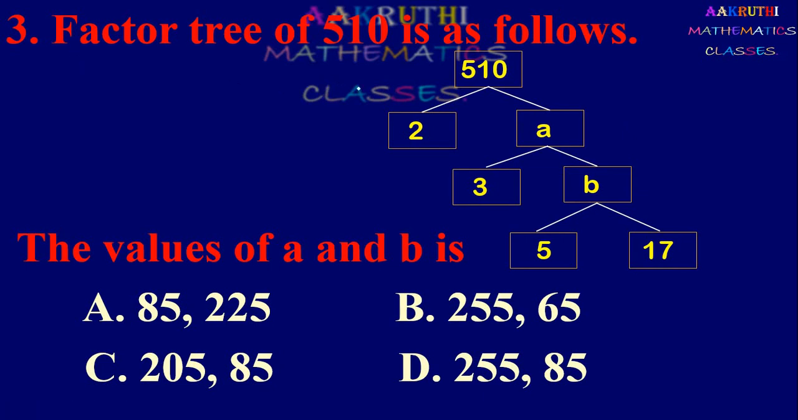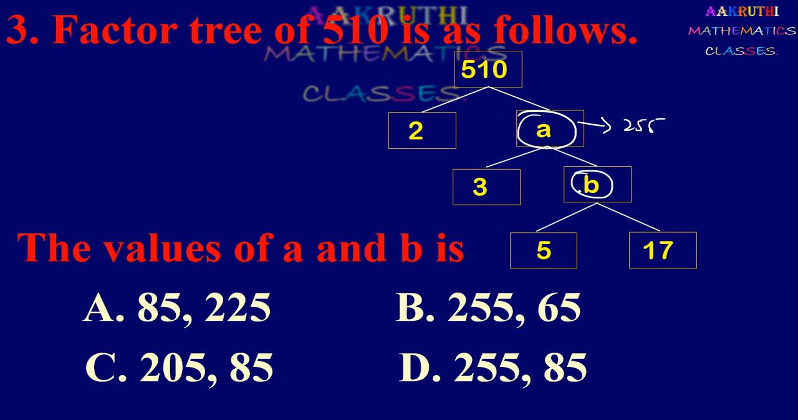The factor tree of 510 is as follows. Here the factor tree of 510 is given. You have to find the values of A and B. Directly we can find the value of A here. That is, 2 into which number is 510? We have 2 into 255 equal to 510. Therefore the A value is 255.